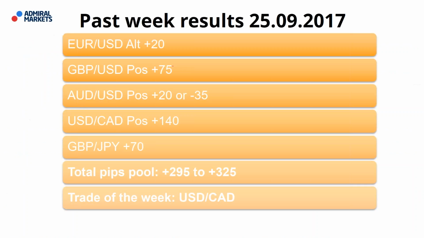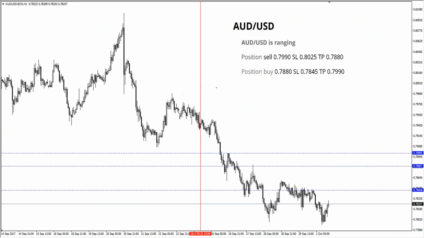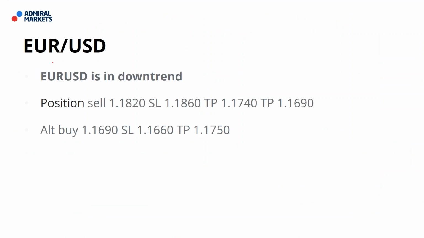And yes, previous week result, because I still see people coming in. This is the previous week result. We could have made anywhere from 295 to 325 pips. Dollar CAD was the trade of the week. So this is the euro dollar setup. And these setups are valid today, tomorrow, until Wednesday morning, because on Wednesday morning we do other analysis as we have the Wednesday live trading webinar.